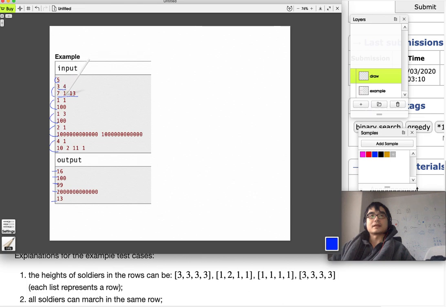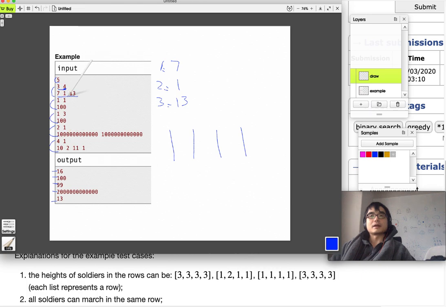And there are 3 kinds of people. The people with the height 1 has 7 of them. The people with height of 2 has 1 of them. The people with a height of 3 has 13 of them, right? And the second number is the number of rows in the array. We're going to have 4 rows in the parade, right?